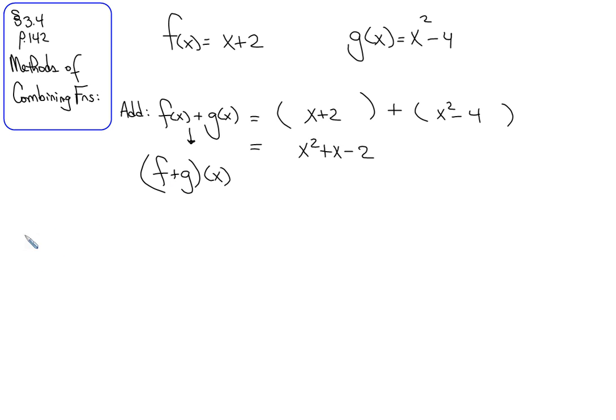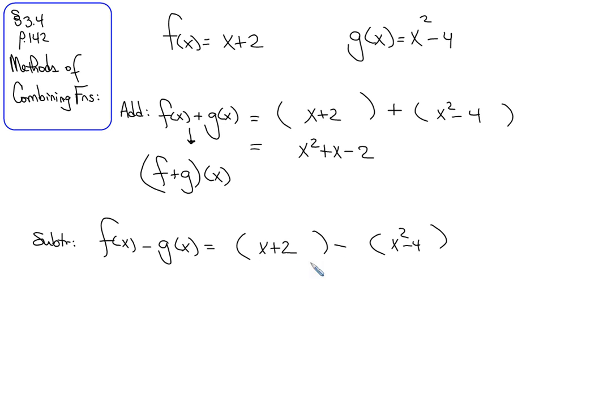All right, if we can add, what can we also do? Subtract. So we can do f of x minus g of x, which is going to be f of x minus g of x. That's x plus 2. That's x squared minus 4. Here I have to distribute. I get x plus 2 minus x squared plus 4, which combines to give me negative x squared plus x plus 6.